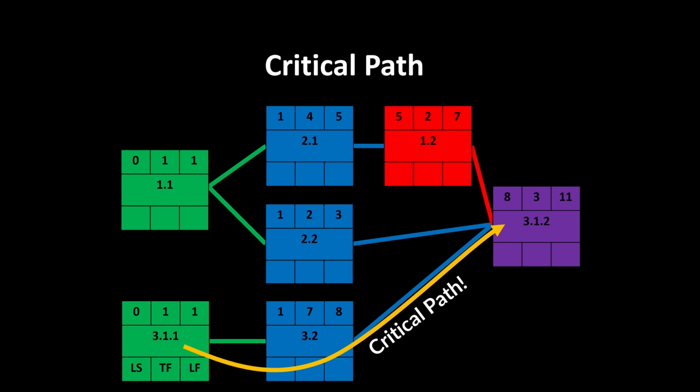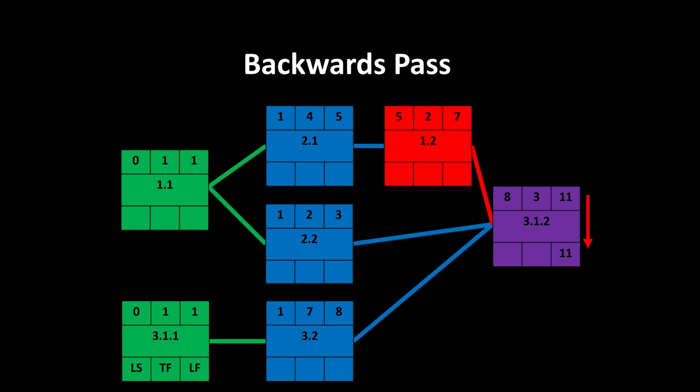You will notice, of course, that we've only completed half of the boxes here. So we have completed the forward path. Now we need to do the backwards path.